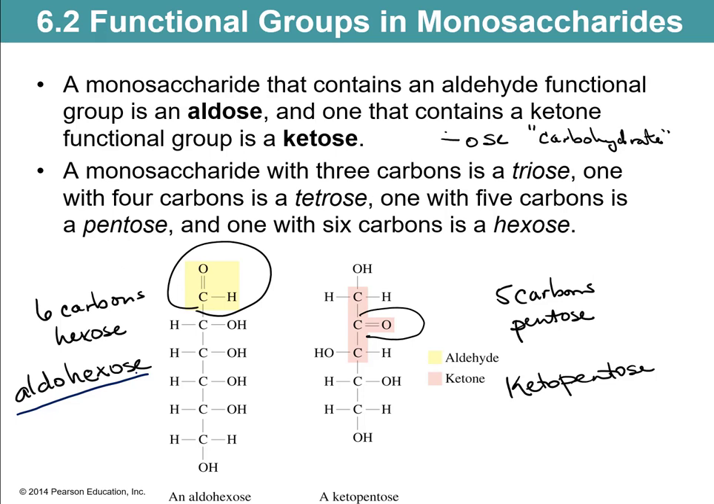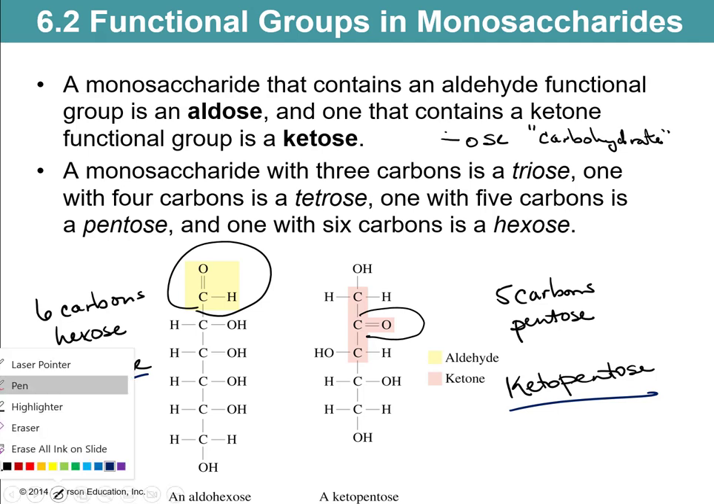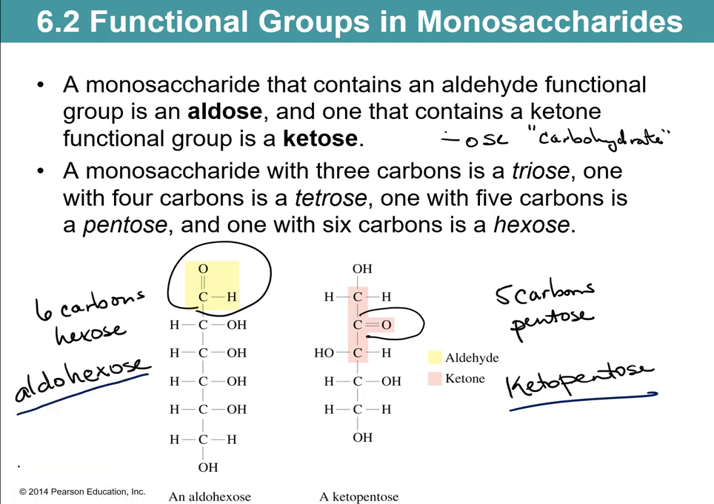Hexose tells you 6 carbons. Aldo tells you there's an aldehyde. So that means the double bond oxygen's on the end. Whereas the one over on this side, if you count the number of carbons, you see there's only 5. So that makes it a pentose. So hexoses are 6 carbon sugars. Pentoses are 5 carbon sugars.